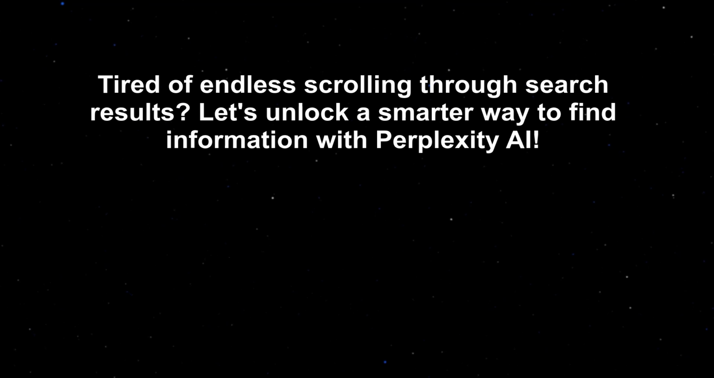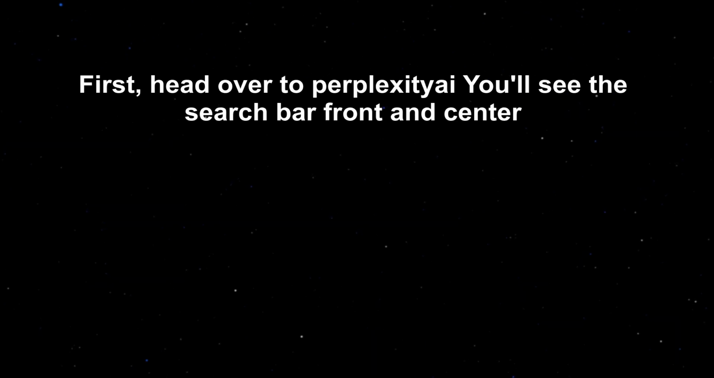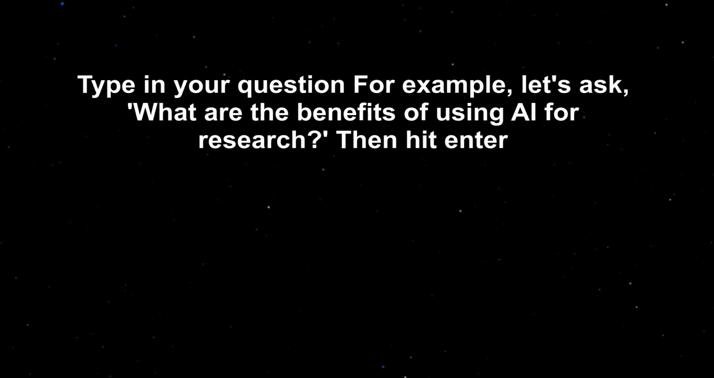Tired of endless scrolling through search results? Let's unlock a smarter way to find information with Perplexity AI. First, head over to Perplexity AI. You'll see the search bar front and center. Type in your question. For example, let's ask, what are the benefits of using AI for research?